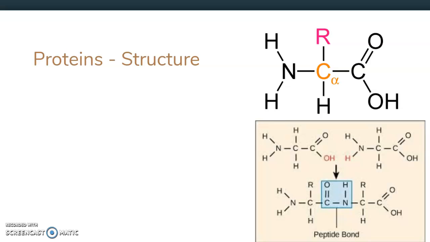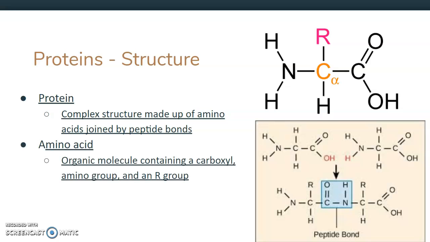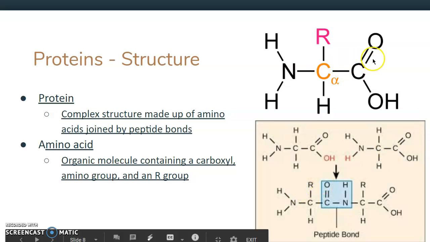The next macromolecule we have are proteins. So we've learned about proteins before, but we're gonna learn about them again in a new way. Before we were talking about how they could have been created for life, and now we're going to talk about the importance of their structure and function. So our structure is a complex structure made up of amino acids joined by peptide bonds. We learned that last time as our definition, and then we also defined amino acids as organic molecules containing a carboxyl, amino, and an R group. So when we look at our amino acid, we have these three parts.